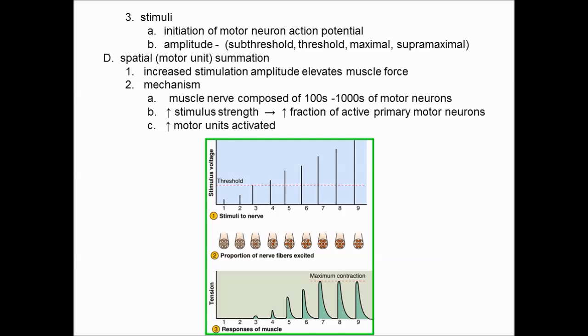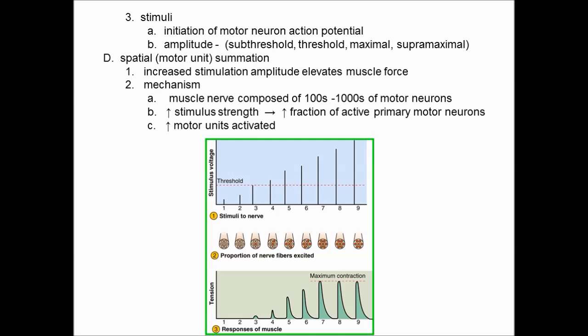You can stimulate a nerve going to a muscle with a very small amplitude and not get any force at all. We call that a subthreshold stimulation, meaning it's below the voltage that's required for that muscle to present a measurable force. So that would be a subthreshold stimulation.